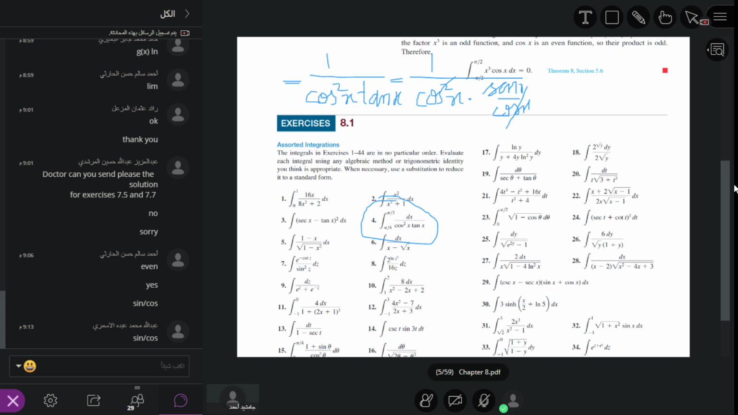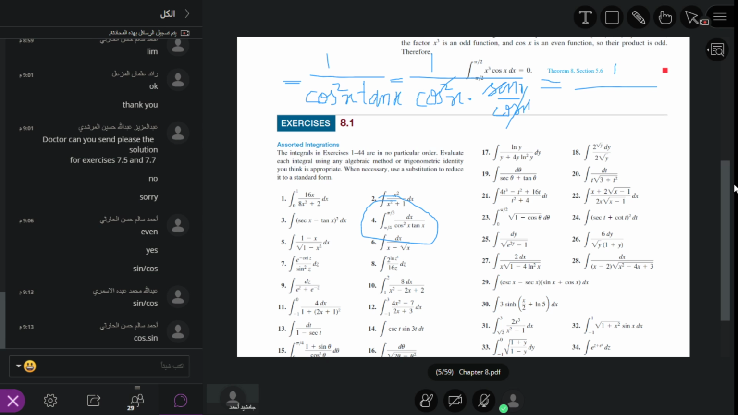So what will be remaining? We just have cosine x times sine x remaining. Thus we get here 1 over sine x cosine x.